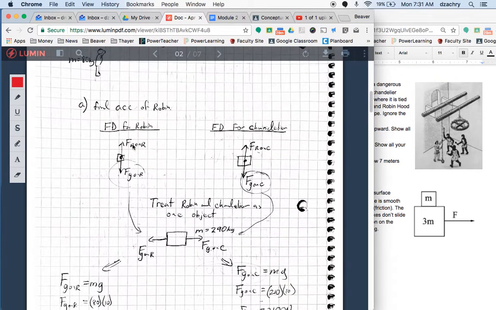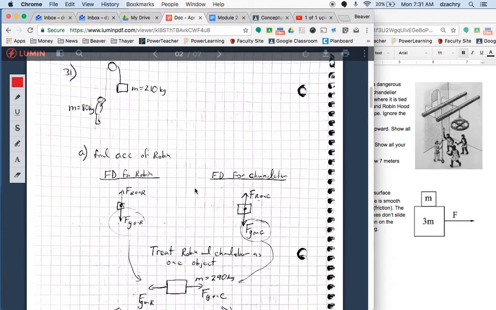Now, the nature of ropes is that they pull the same on each side. So really we could treat him and the chandelier as one object, because when this goes down, he goes up. If it goes down 1 meter, he goes up 1 meter. If it goes down at 3 meters per second, he goes up at 3 meters per second. So they're moving together, and you can treat them as one object.